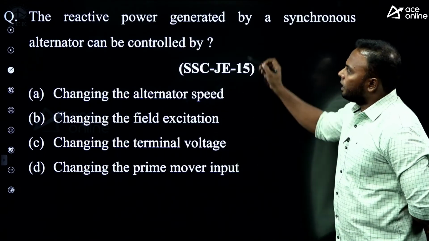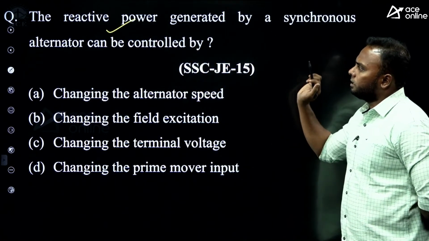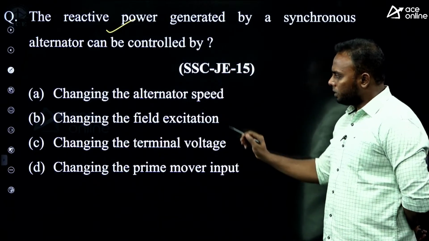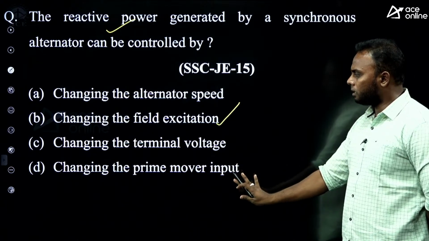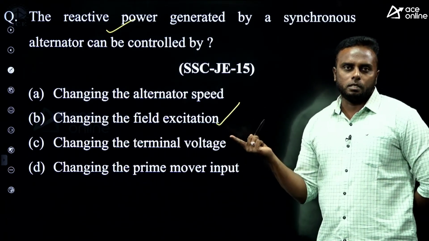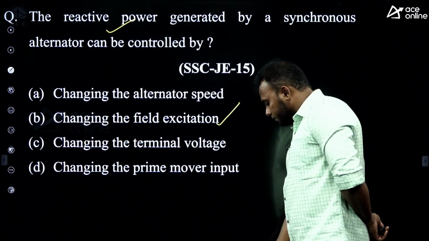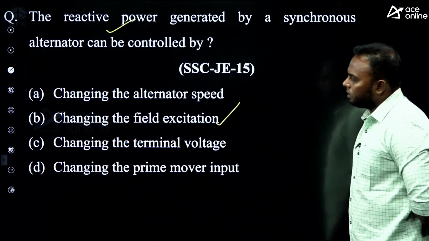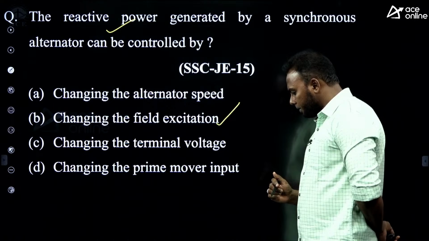So remember, here it is asked reactive power of the generator we need to change or control. Then which one do we have to change? Field excitation, not the speed, not the terminal voltage, not the prime mover input. Whenever prime mover input changes, active power changes mainly, but excitation will change reactive power. So answer is excitation. Next question.